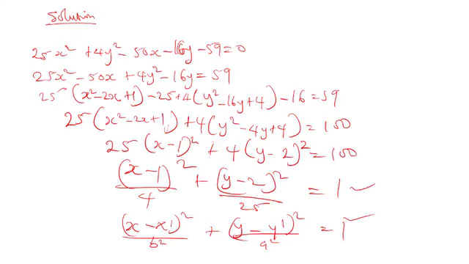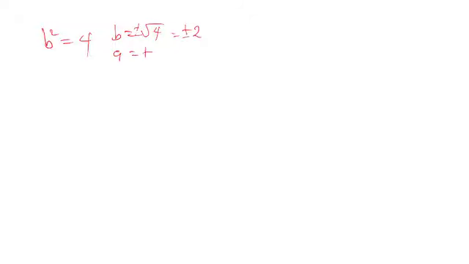Now let's look for our values of a and b from what we have here. From inspection, a squared is 25 and b squared is 4. So b is the square root of 4, plus or minus 2, and a is plus or minus the square root of 25, which is plus or minus 5.